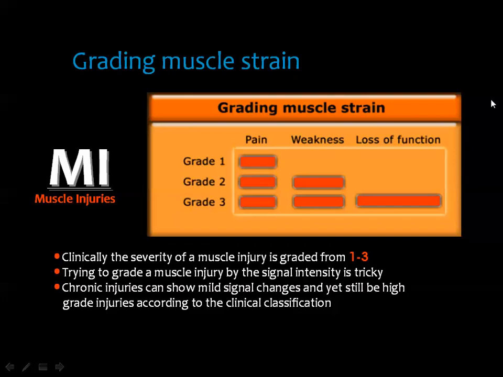Clinically, the muscle injuries are graded into three grades. Grade 1 means pain, grade 2 pain and weakness, grade 3 pain, weakness, and loss of function.